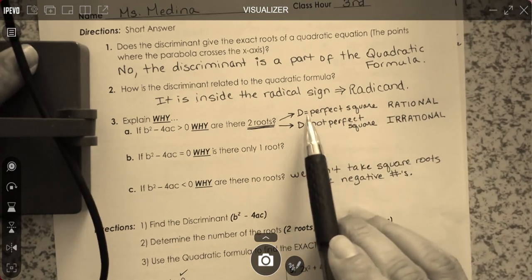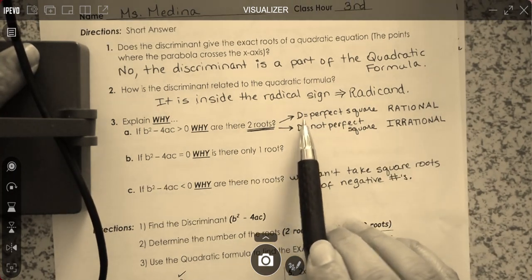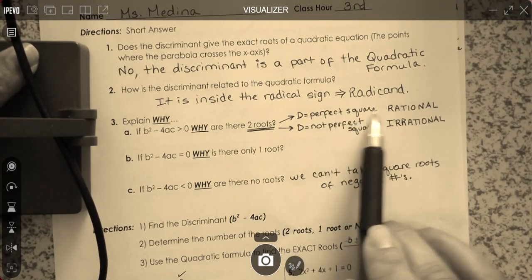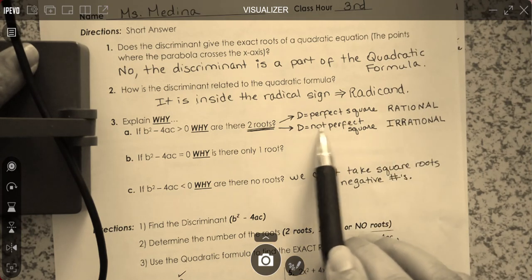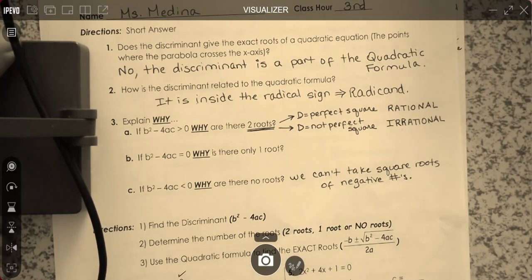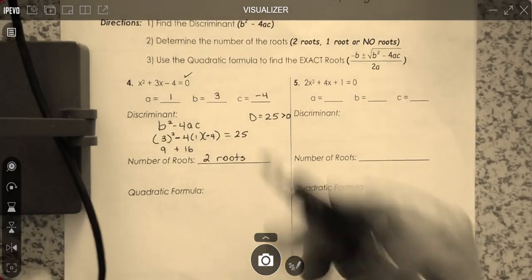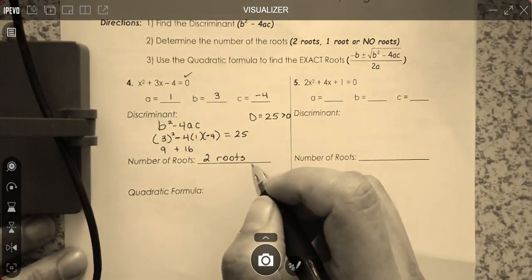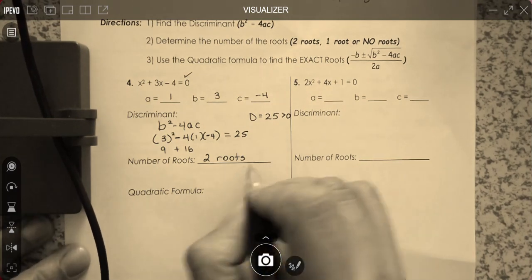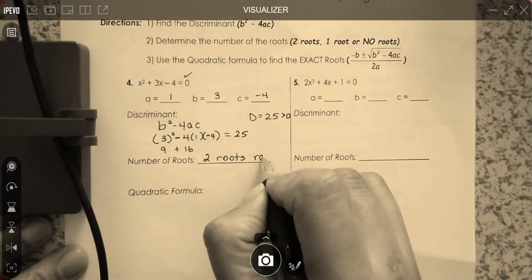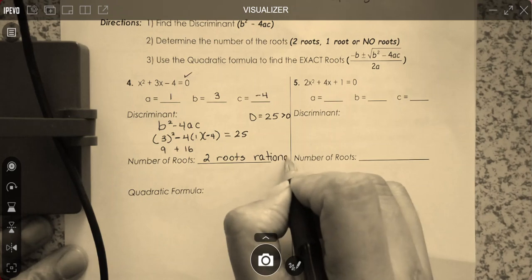Okay. So you look at this part right here. If your discriminant is a perfect square, you're rational. If it's not a perfect square, then you're going to be irrational. Okay? Please don't miss this part because it can be really easy. But if you're not paying attention, then you might not understand why we're able to make those decisions. Okay.